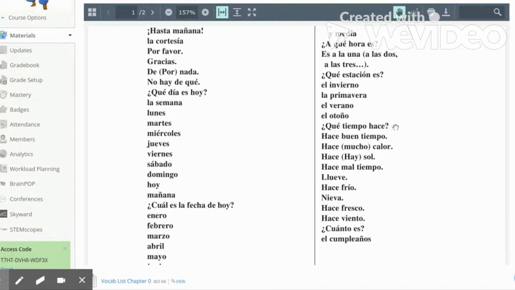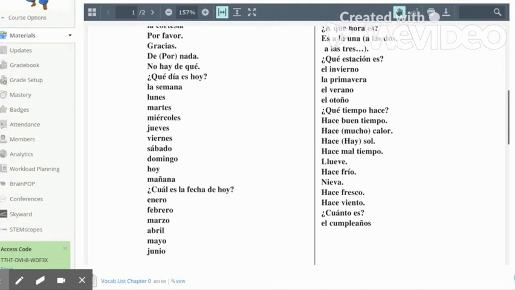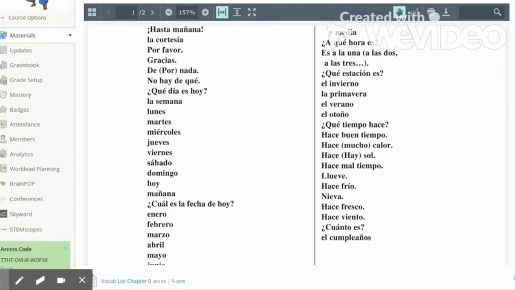¿Qué tiempo hace? So now we're moving into weather. If you had me last year, then you remember those weather videos we did. ¿Qué tiempo hace? What's the weather? It literally means what does the weather make, but we know it as what is the weather. Hace buen tiempo, it's good weather.